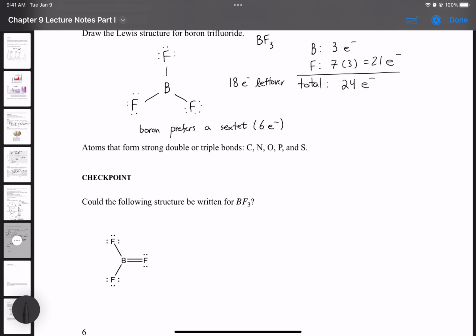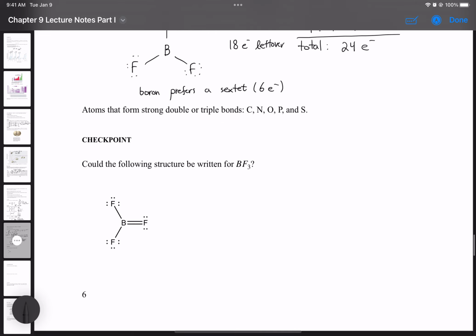Could the following structure be written for BF3? Okay, so this structure, although it looks kind of weird, it's not out of the ordinary, right? So yes, this structure is perfectly valid, because everything has an octet. Now boron has an octet, but if we do this, now we have a negative charge on boron and a positive charge on fluorine. Okay? So while this is okay, it's typically not what we draw. So let's just explain why.